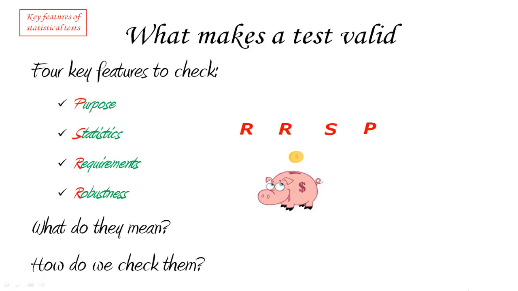Oh, by the way, in case you wonder why I didn't put those four words in the reverse order, well, because the order I gave you is the one in which you really should be checking them, because each one is more general, more basic than the next. So we first want to look at the purpose, then the statistics, then requirements, then the robustness.